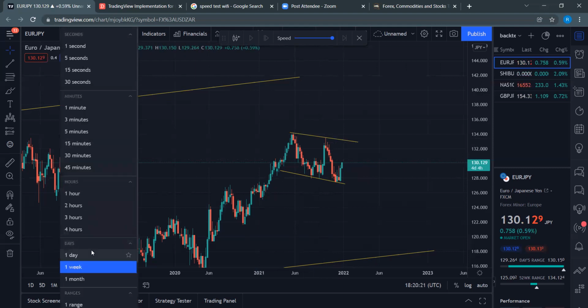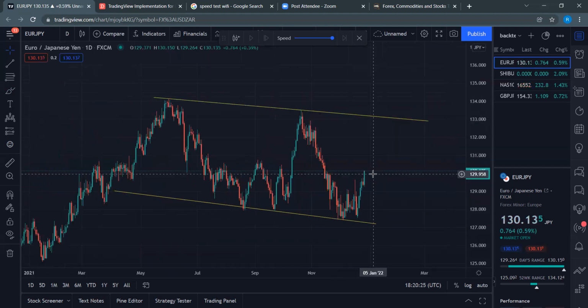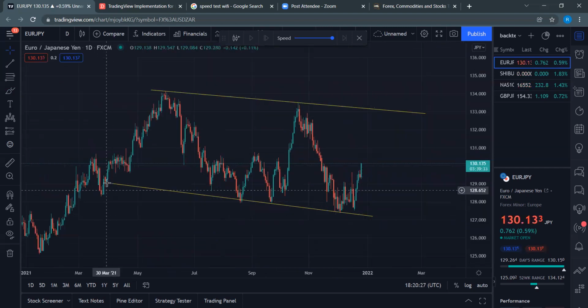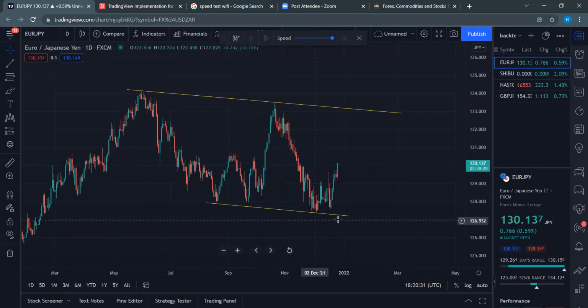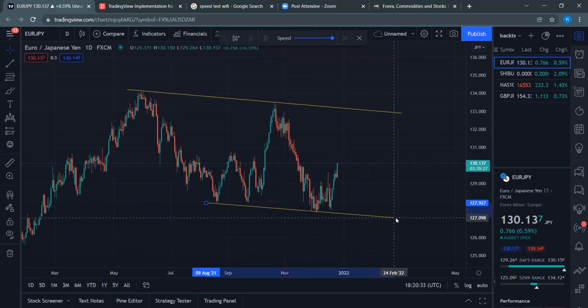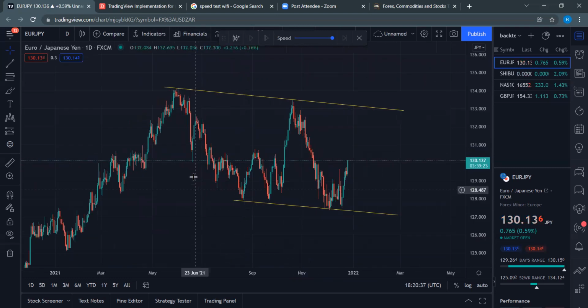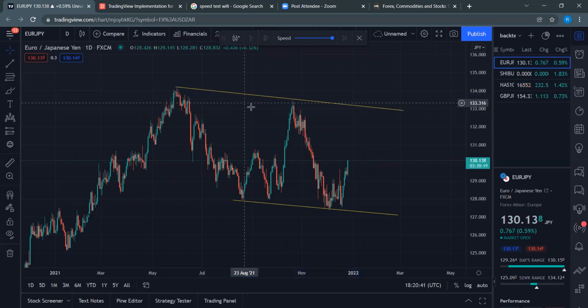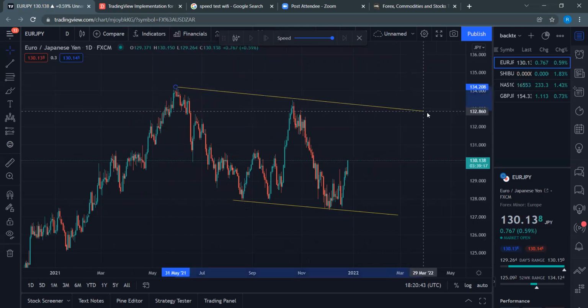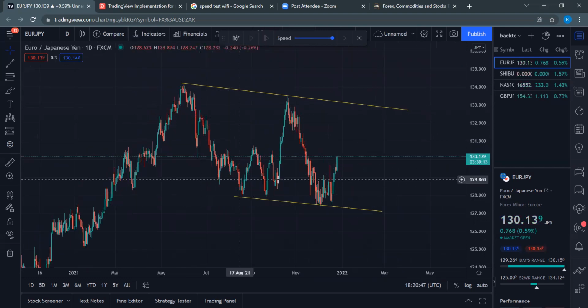So from here, I'm just going to drop down to the daily. Now here on the daily, there's nothing much that you're going to do. You're just going to adjust your trend lines like that. So you don't need to do a lot on the daily. This is what we have now on the daily.